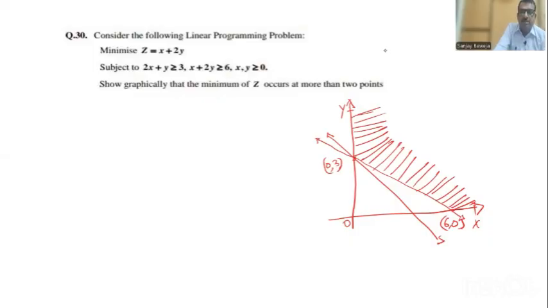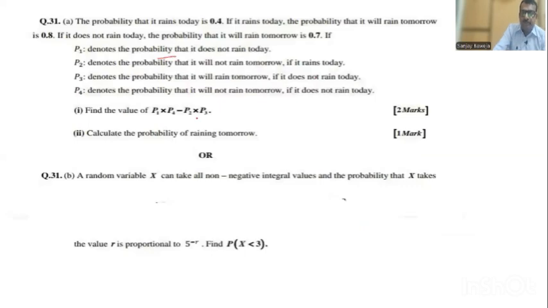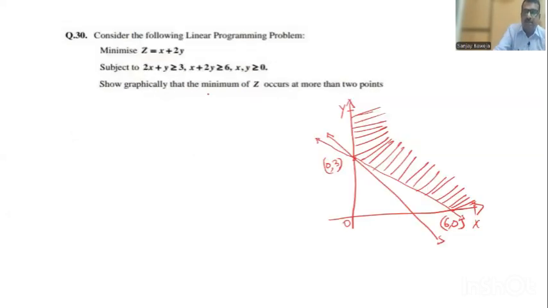So question number 30 is related to linear programming. And you can see the objective function is given to us, x plus 2y, and subject to constraints 2x plus y greater than or equal to 3, x plus 2y greater than or equal to 6, x and y both are more than 0.